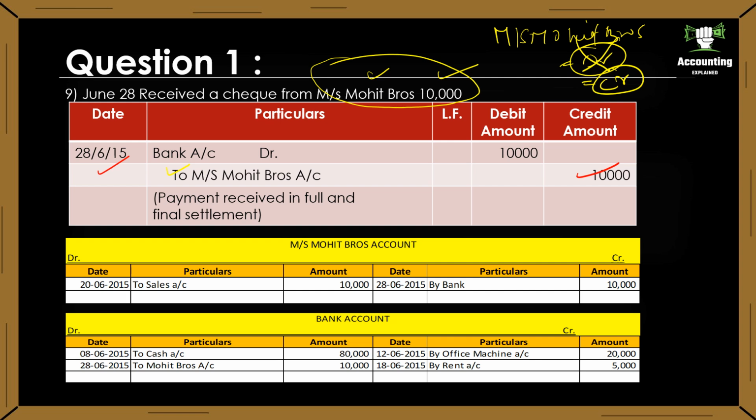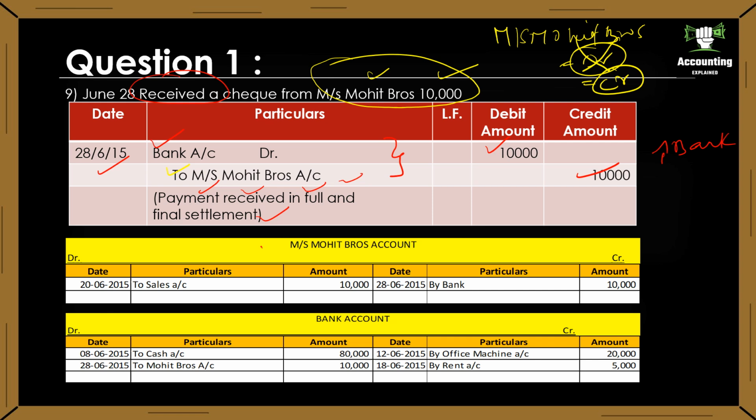Next, we have received a check. Check means your bank account is going to increase. Bank is an asset. When the asset increases, you are going to debit it. Bank account debit 10,000 rupees. Payment received in full and final settlement from Mohit Brothers. Two accounts are involved, bank account and Mohit Brothers. We have already opened that account, so no need to open those accounts, we will maintain the same accounts.